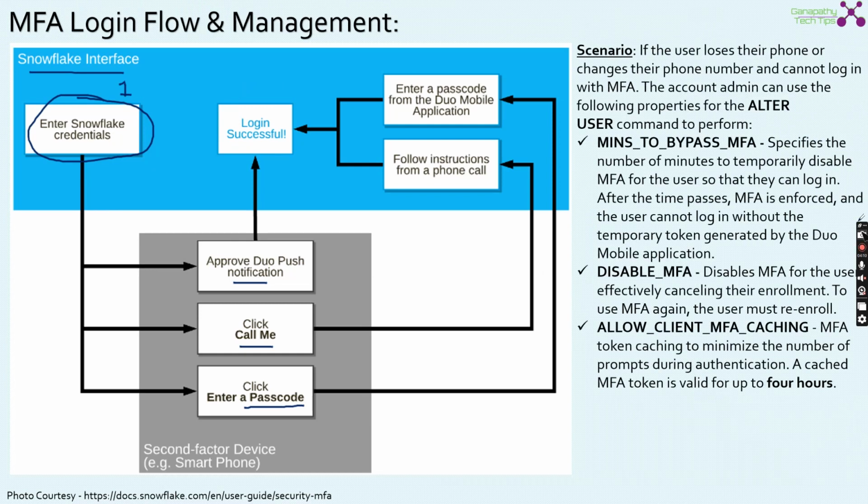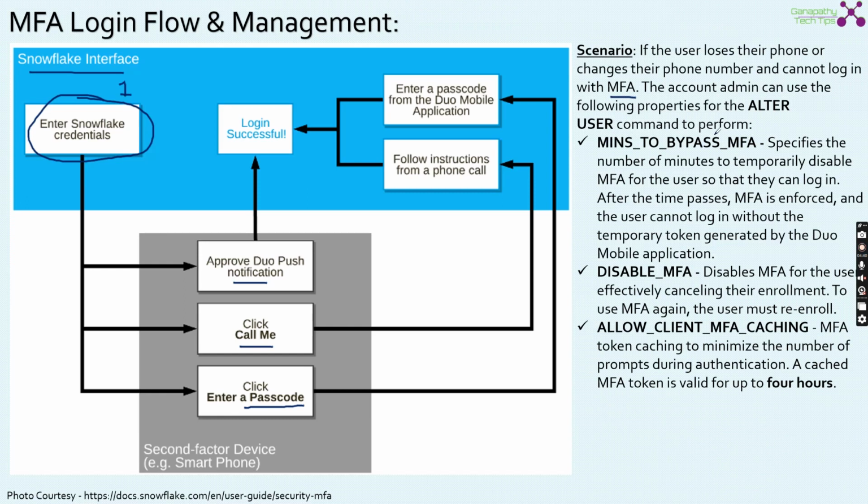Now we are going to discuss some of the key factors about MFA. Consider this scenario. If a user loses their phone or changes their phone number and cannot log in with MFA. Say I had already enrolled for MFA, but I lost my phone or I changed my phone number. Now what can I do? There are multiple ways Snowflake provides to rectify this problem using the alter user command. What we can do is set minutes to bypass MFA, which is one option.